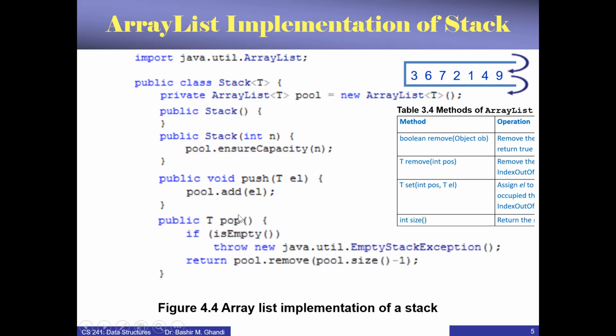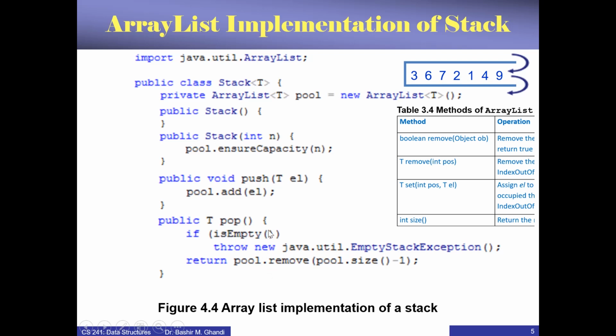So to implement the pop, we say return pull.remove(pull.size - 1). Of course, we need to be careful. The array list could be empty, so it's good therefore, before we just return the value, to check if it's empty. I will show you this empty method in the next slide.